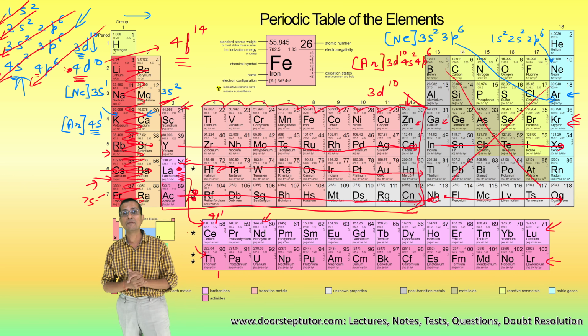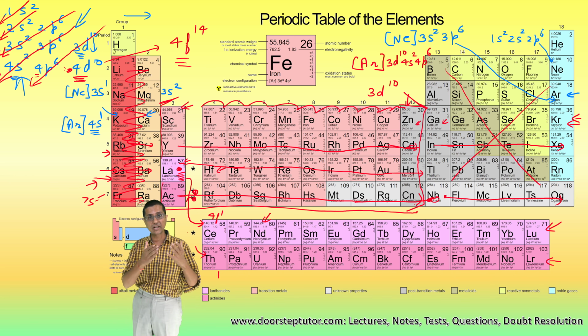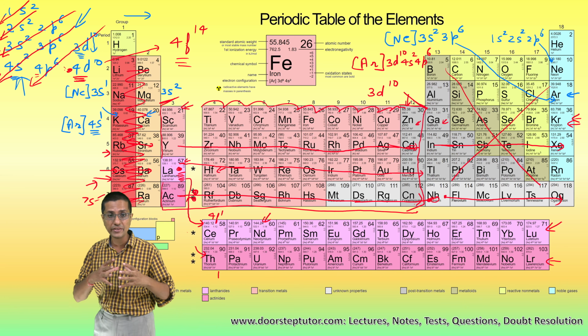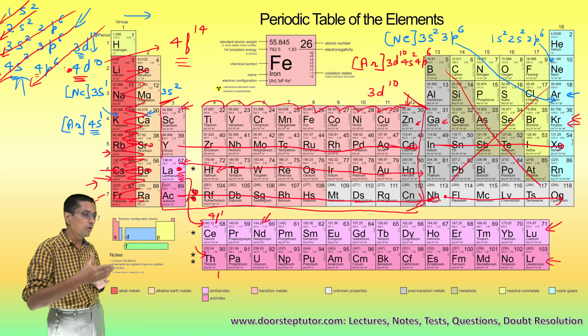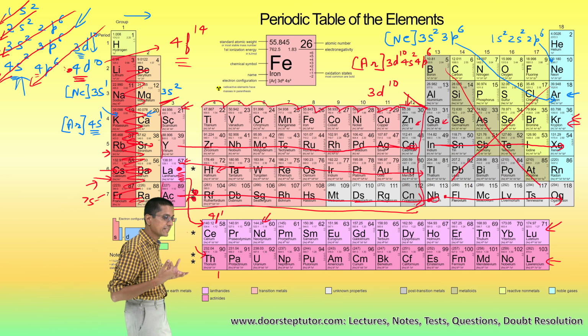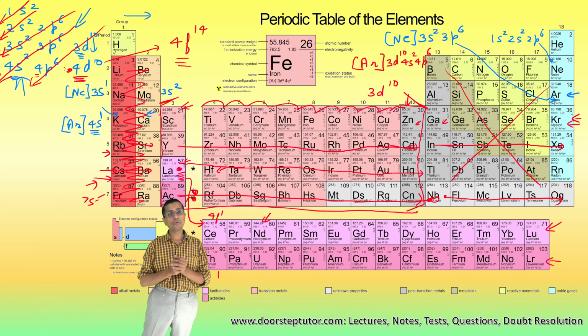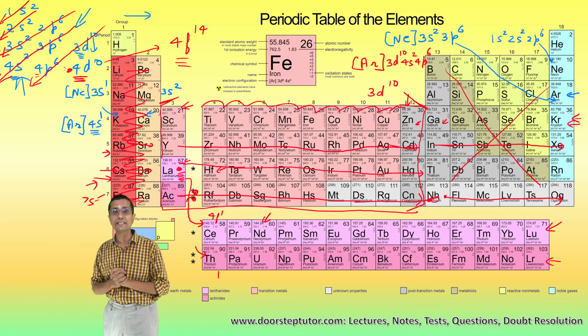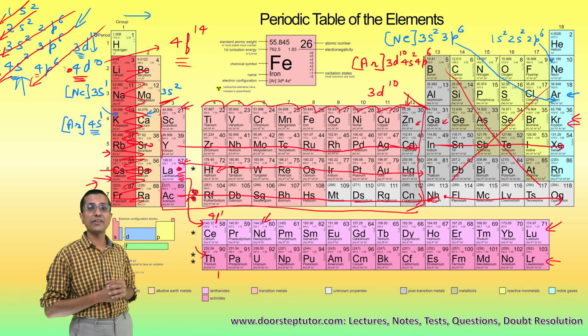A few of the d block elements, the transition metals, have multiple valencies. So if you know how the periodic table is getting filled up, then it will be very easy for you to understand the multiple valencies of the transition elements at that point.